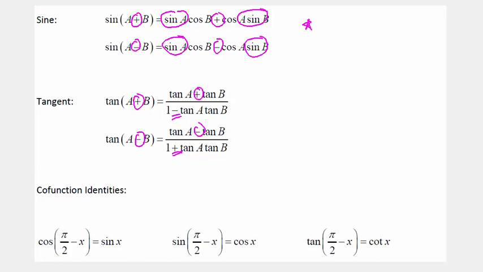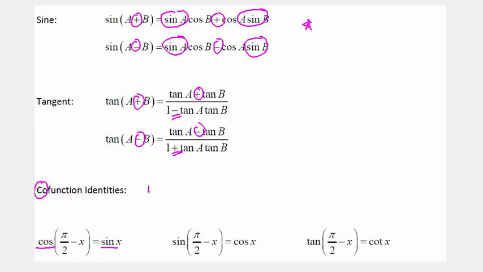Now let's move on to the bottom where we have these co-function identities. I just want to explain these for a brief moment. Co-functions are things we've been dealing with already, such as sine and cosine. That's right, they do go together, and these identities tie them in a meaningful way. What they mean is this. If you look at each of these inputs, we have pi over 2 minus x, pi over 2 minus x, pi over 2 minus x.